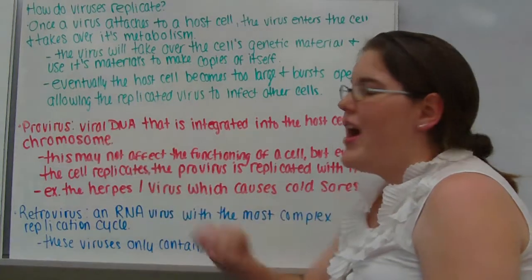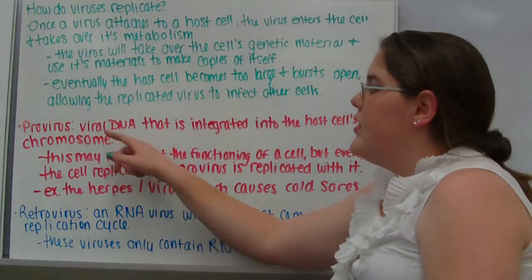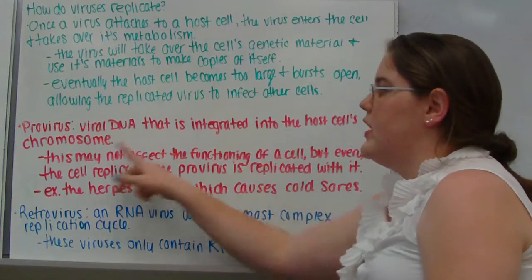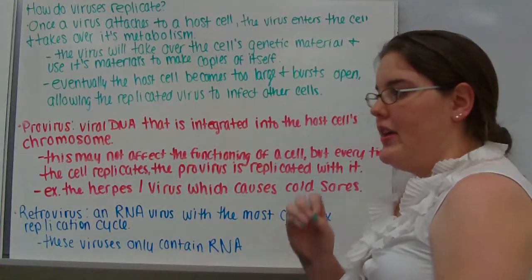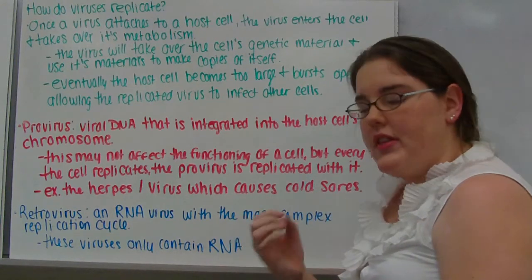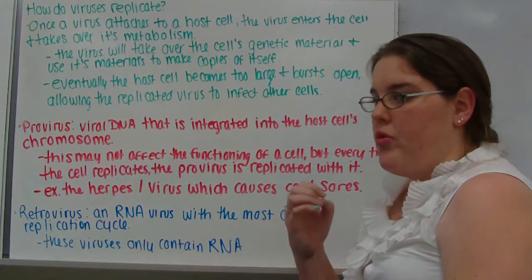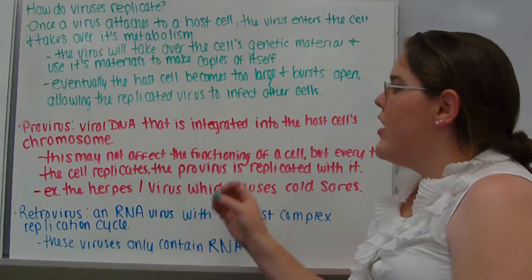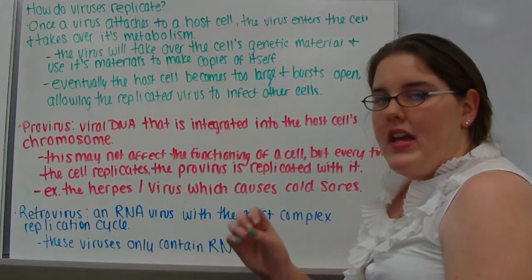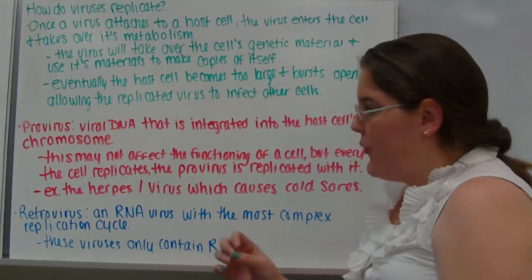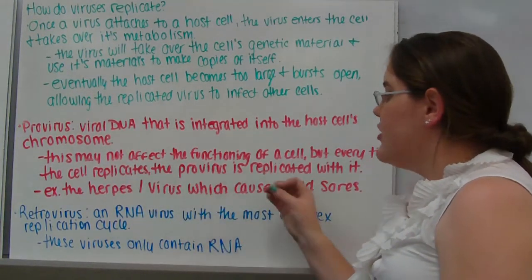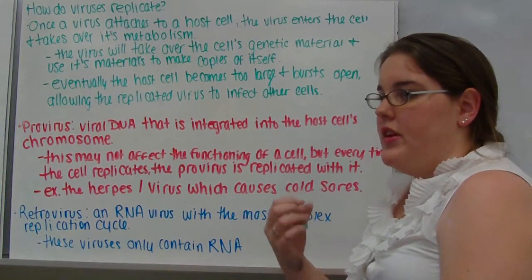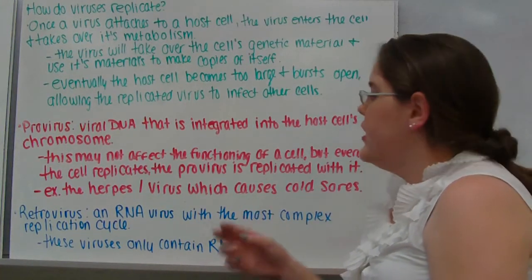Now, a provirus is a little bit different. This is viral DNA that has actually become integrated into the host cell's chromosome. So it has not just broken into the cell in order to use its genetic material to make copies of itself. A provirus is actually going to integrate itself into the host cell's chromosomes. So this may not affect the functioning of a cell, it may not cause the cell to burst, it may not cause the cell to stop using all of its genetic material.